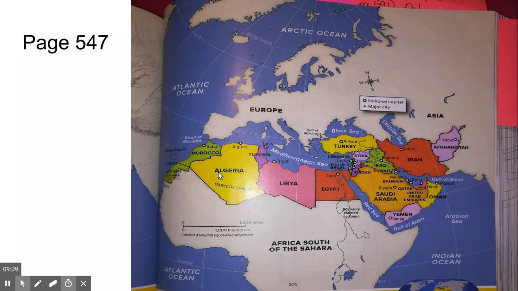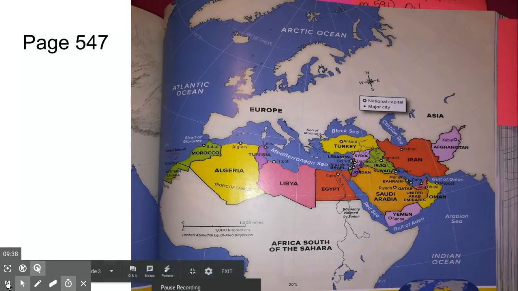Okay, so let's look at Algeria. Its capital is Algiers, again, right on the coast. Tunisia's capital is Tunis, right on the coast. Libya's capital is Tripoli, right on the coast. So then why would these capital cities be on the coast? Why aren't they down here or in the west or in the east? Why are they all right along this coastline? Think about that for just a second.